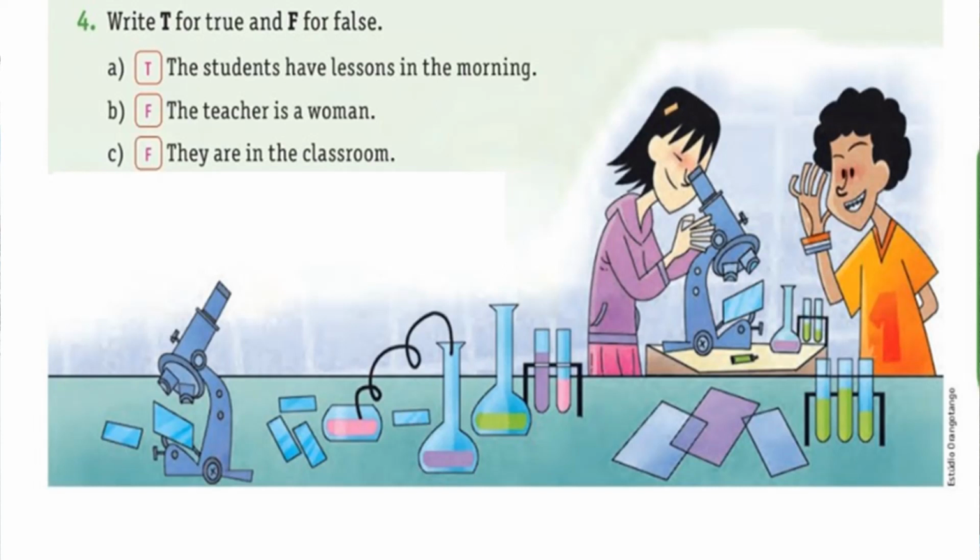The teacher is a woman. I don't think so. It's a man, so it's false. They are in the classroom. I don't think so. I think they are in the lab or laboratory, so it's false. Those were the exercises of our page 21. Now we're going to start working with our page 22.